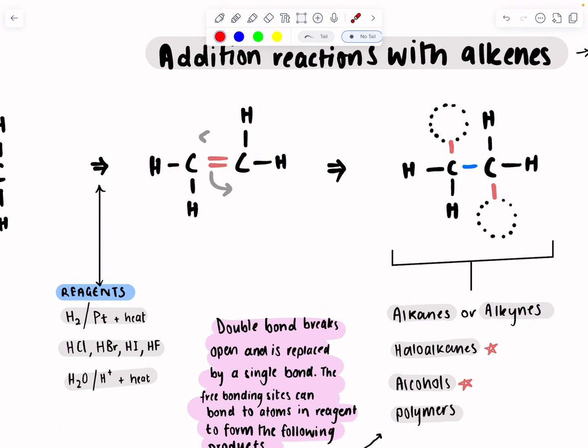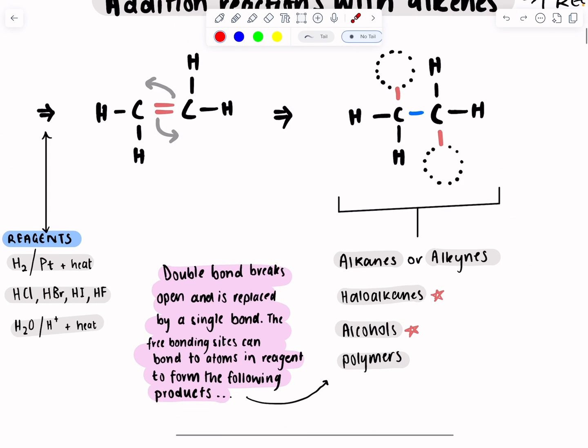happen is these double bonds are going to open up. This one over here, this top bond, is going to open up and move up here, as you can see in this diagram. And this bottom bond is going to swing open this way and open up over here. This allows a free bonding site in these areas. The double bond, as you can see, is replaced by a single bond. And this can form any of these organic molecules.